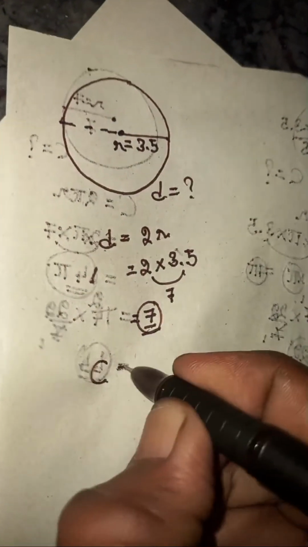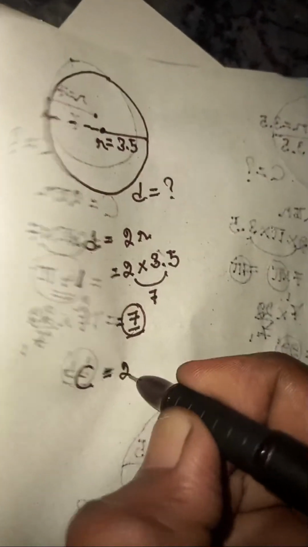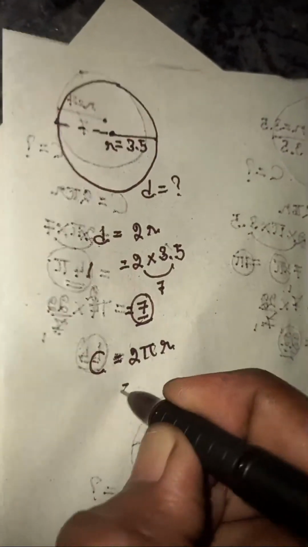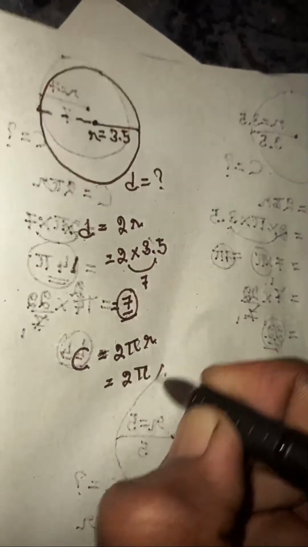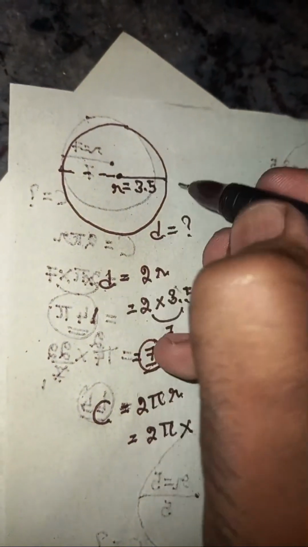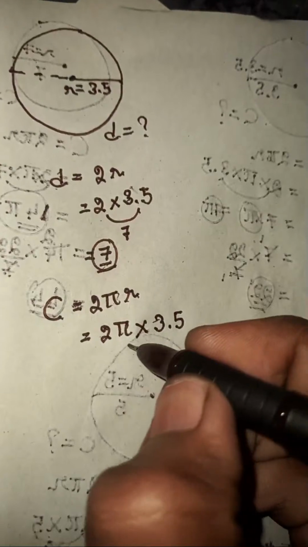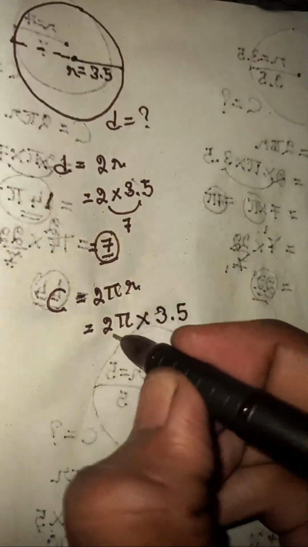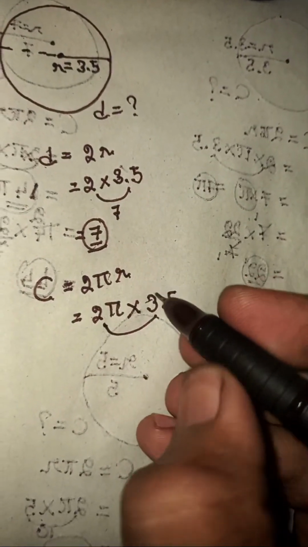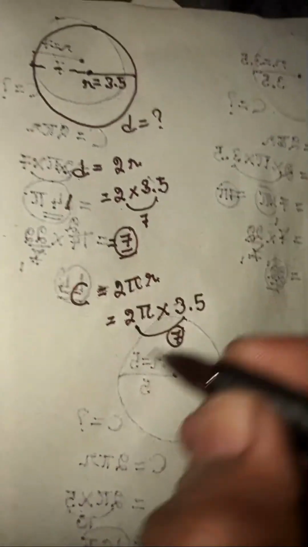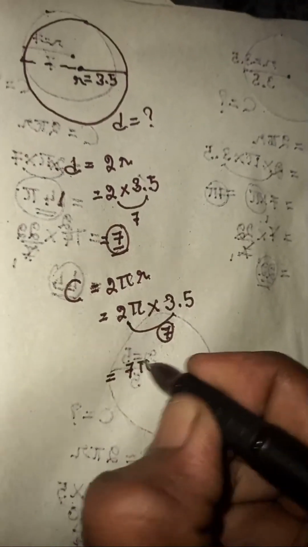Now find out the circumference. Circumference is 2 pi r. That means it is 2 pi times, here radius they have given 3.5 units. 2 pi times 3.5. 2 times 3.5 is going to become 7. It is 7 pi units, that is the circumference.